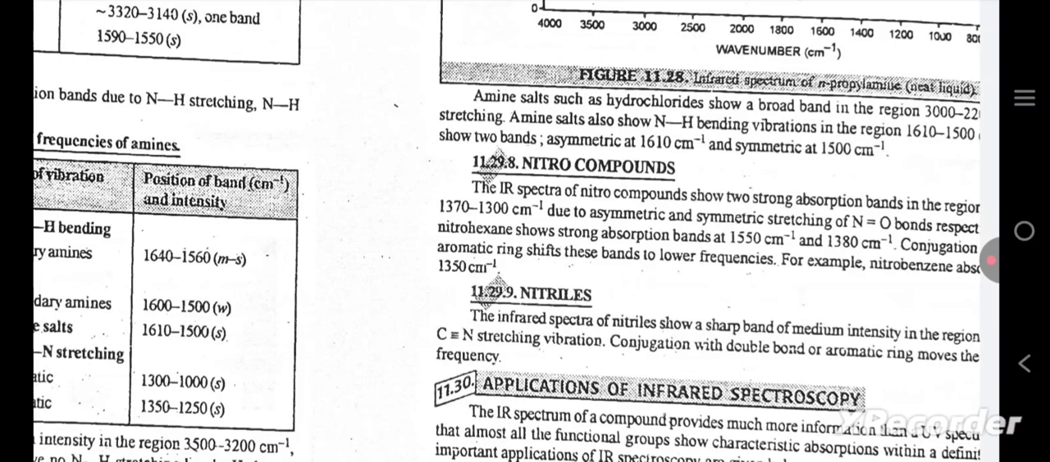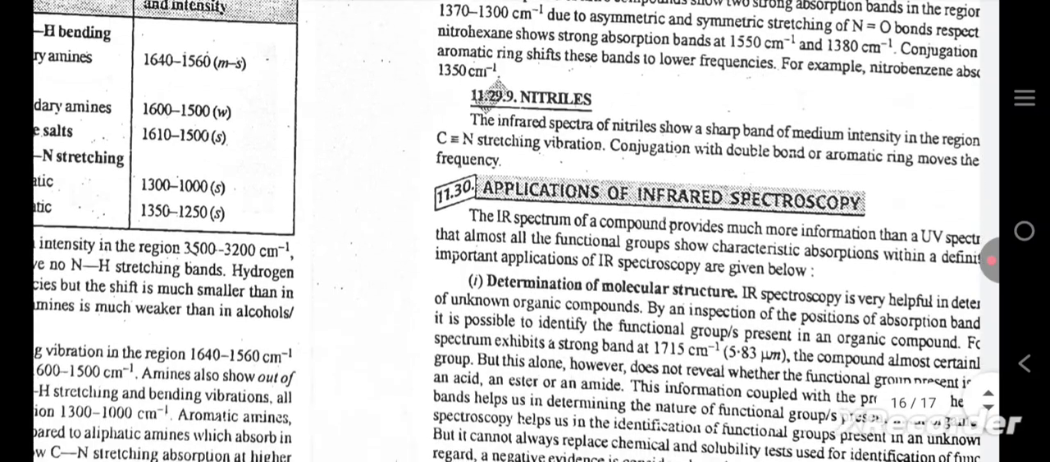Nitro compounds. The IR spectra of nitro compounds show two strong absorption bands in the region 1550 to 1300 cm⁻¹ due to asymmetric and symmetric stretching of the N=O bond. For example, nitrohexane shows strong absorption bands at 1550 cm⁻¹ and 1380 cm⁻¹. Conjugation with an aromatic ring shifts these bands to lower frequencies. For example, nitrobenzene absorbs at 1350 cm⁻¹.